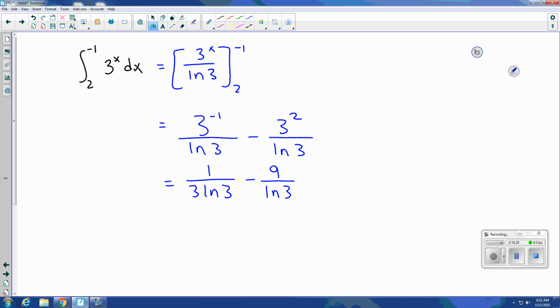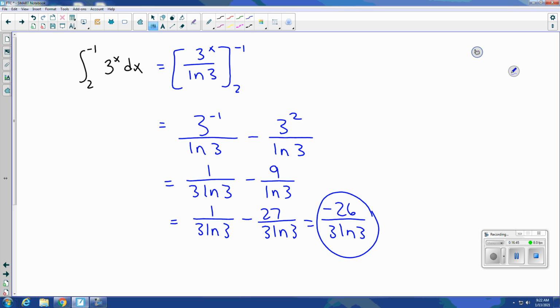So I'd have to multiply the second ratio on the top and bottom by 3. So we're going to have 3 ln 3 minus 27 over 3 ln 3. We can combine into negative 26 over 3 ln 3. And there is the value of the integral from 2 to negative 1 of 3 to the x dx.